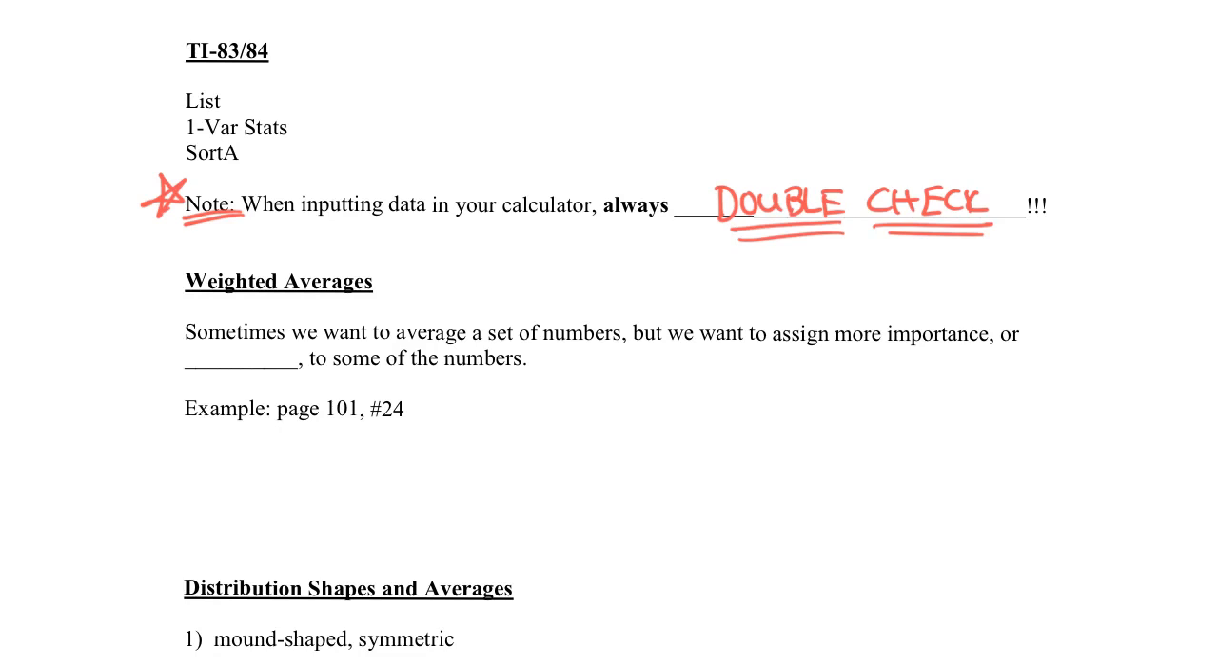So another type of average we need to look at is what's called the weighted average. And you may have experienced these in your classes, because sometimes you'll have a class where the final exam is counted twice. That'd be like a weighted average. So whatever you get on the final, it's kind of like you got two of those tests. So it's weighted twice as much as a regular test. So sometimes you want to average a set of numbers, but we want to assign more importance or weight to some of the numbers.